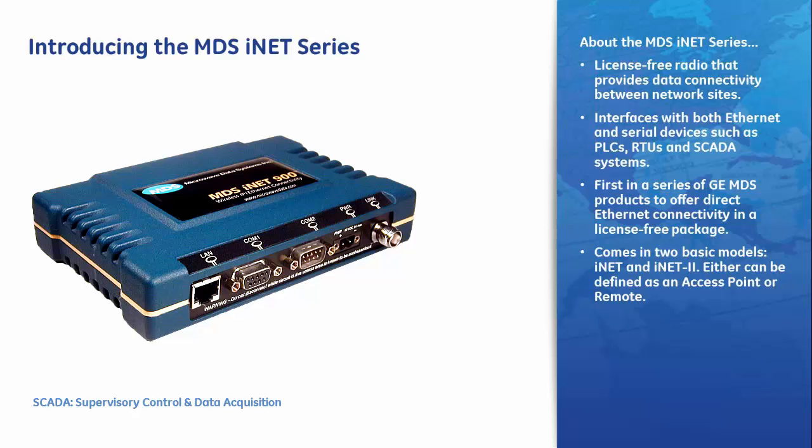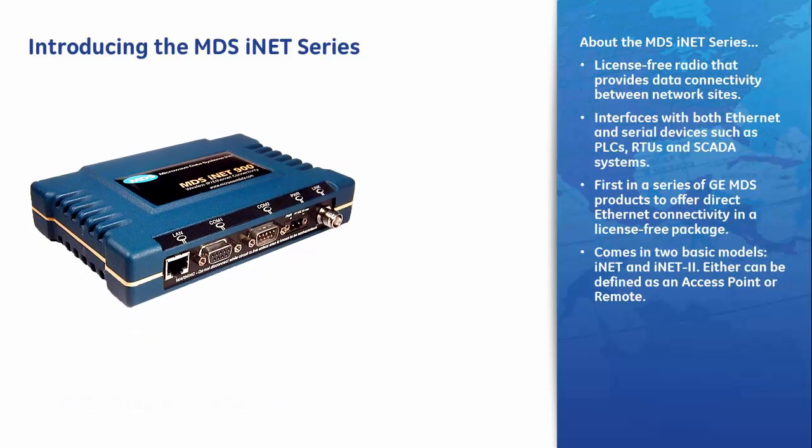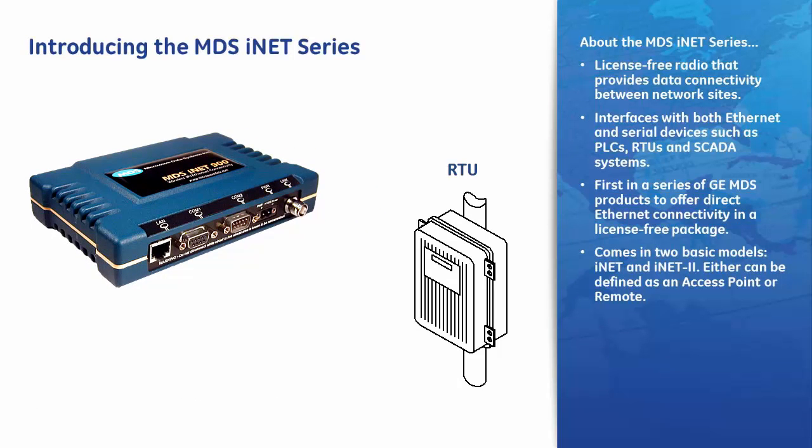To be clear, the radio does not perform the actual monitoring or control. That's the job of a connected RTU or similar device and its associated sensors. The role of the radio is to convey this data reliably across a wireless network, connecting sites together without the need for hardwired cabling. The iNET supports both IP Ethernet and serial connectivity.